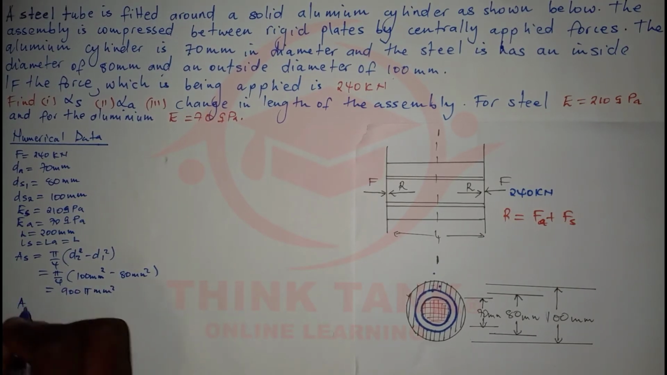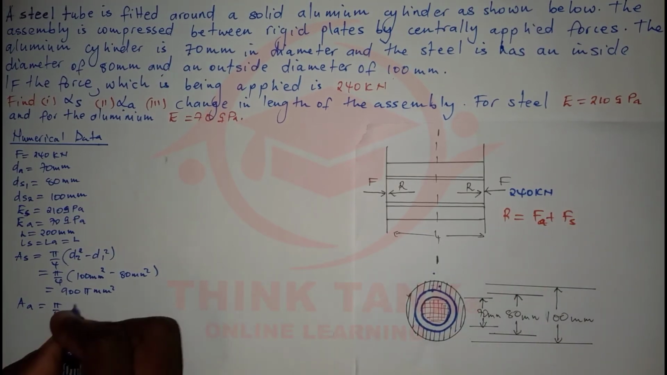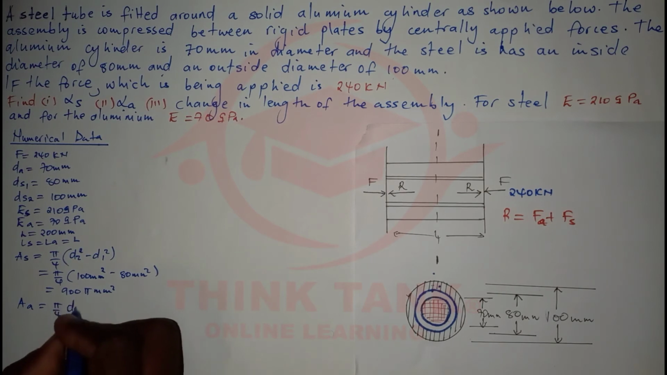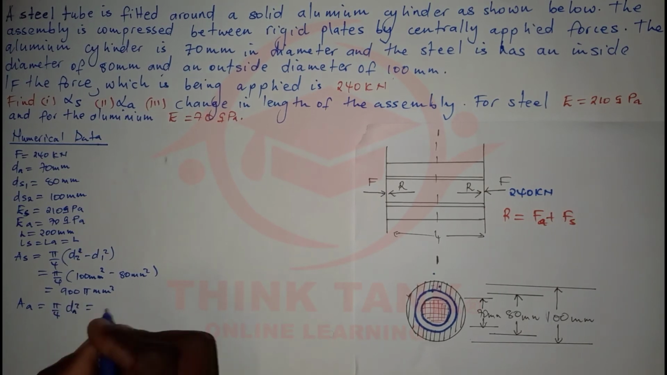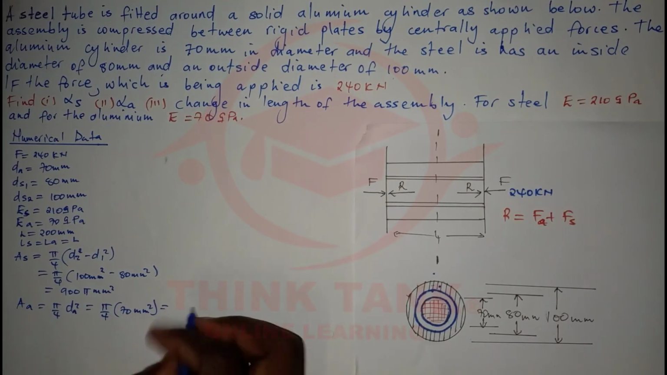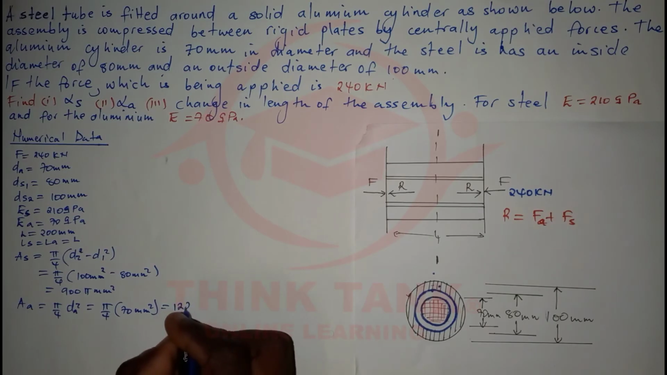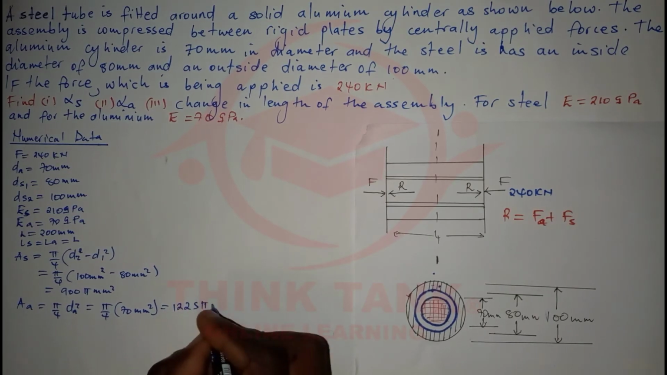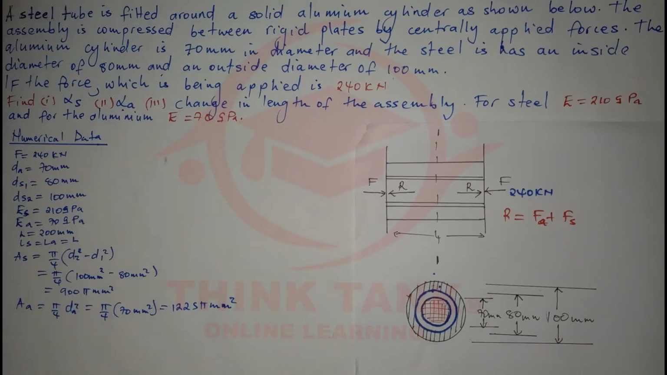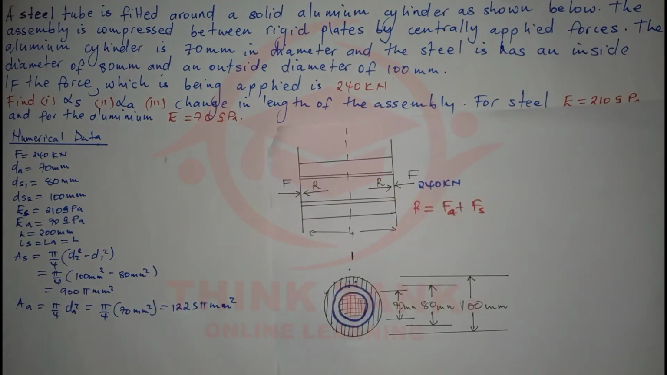Now let's find the area of the aluminum, which is going to be pi over 4 times d squared, where the diameter is dA. The diameter is 70 millimeters, squared. If we do that, we get 1225 pi millimeters squared. Okay, so now we have the information that we need. Let's start to solve this problem.